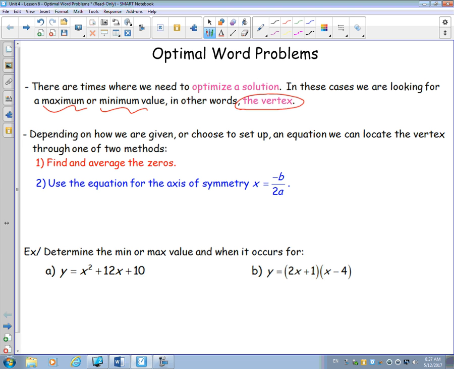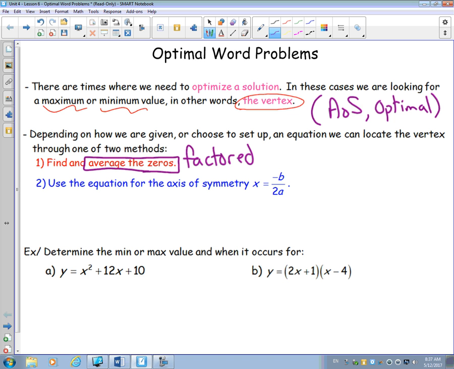There's two ways we can go about doing this, and they depend on the situation that you have, the format that you have. The first format you could have is factored form. If you have factored form, you need to find your zeros, and then you need to average them so you can find your axis of symmetry. That's the key to finding the vertex, because the vertex is made up of the axis of symmetry and the optimal value, that's what you really want. So factored form, if you average your zeros, you can find your axis of symmetry. Once you know that, you can plug it into the equation and find your optimal.